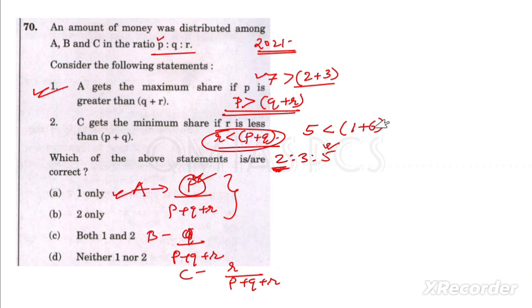So 1 plus 6 is equal to 7. This sum is greater than R, that's fine, but is R the smallest? No, it is not the smallest. This is just for example. That's why we can say statement 2 is not satisfying here. We have to find the minimum value. If you are not getting the minimum value from this statement, that means C is not getting the minimum share. So only statement 1 is correct.